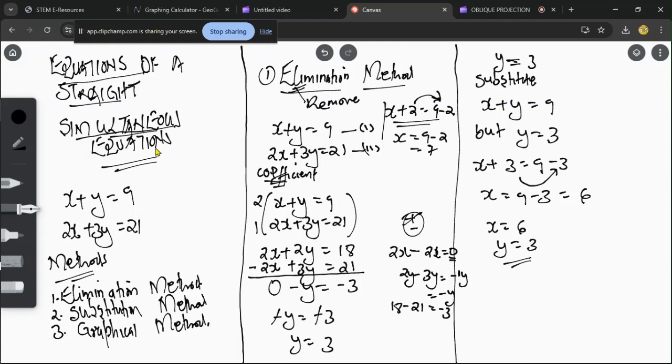You get your answer like that. So this is the elimination method, and all of them follow this procedure. Take time to follow this. That is the elimination method.